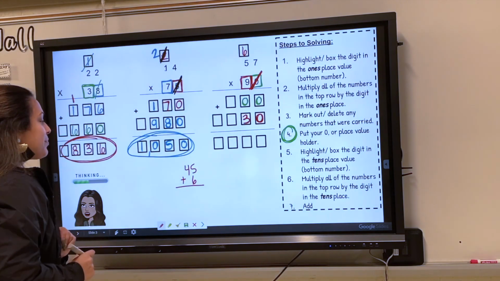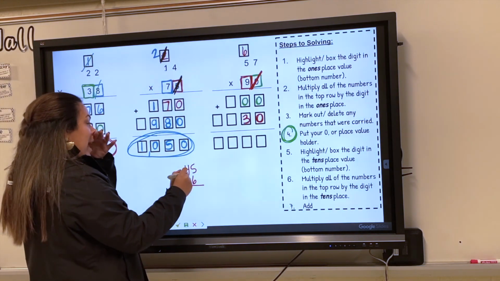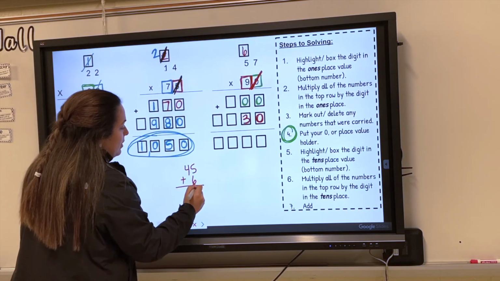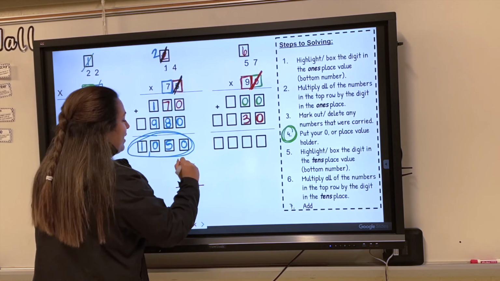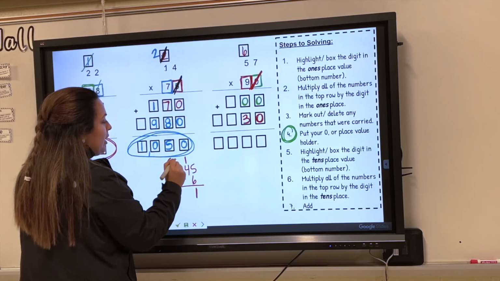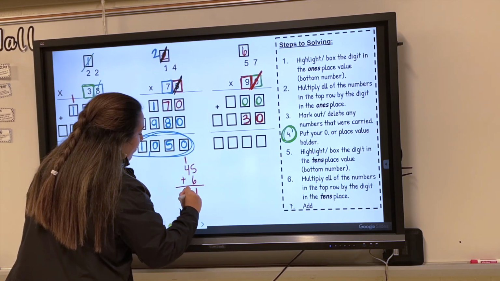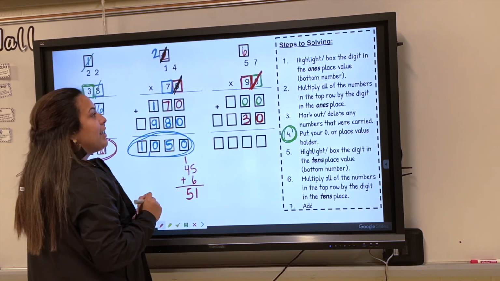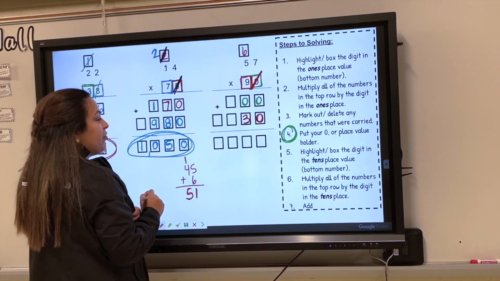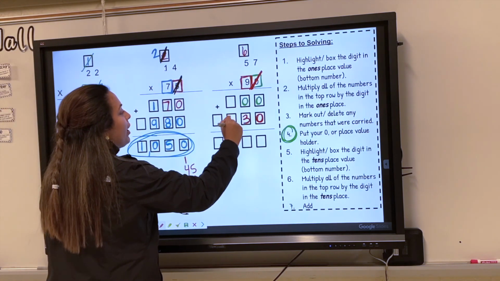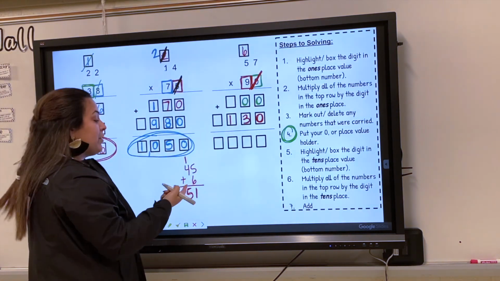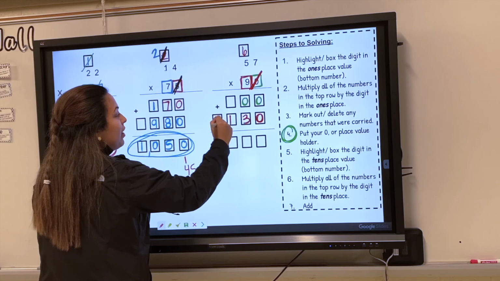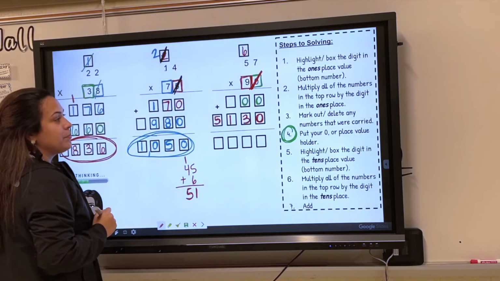Okay, moving on. All right, so now I'm going to add 5 plus 6 is 11. So I'll put my 1, carry the other one. 1 plus 4 is 5. So our answer is 51. I'm going to put my 1. I don't have another number at top, so I don't have to carry the 5. So the 5 is just going to come straight down.